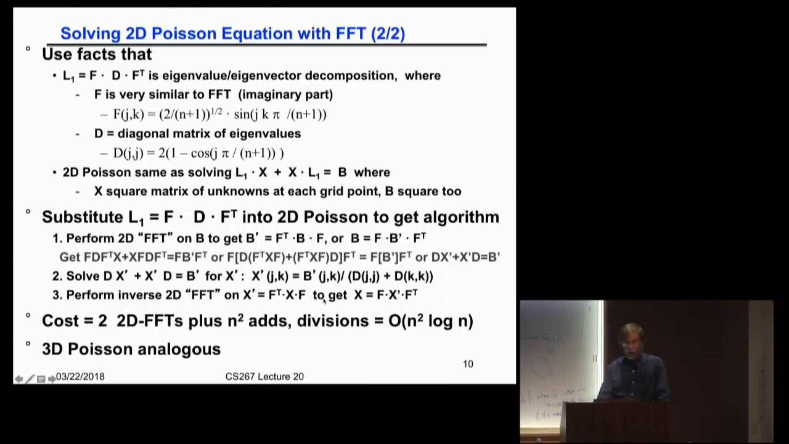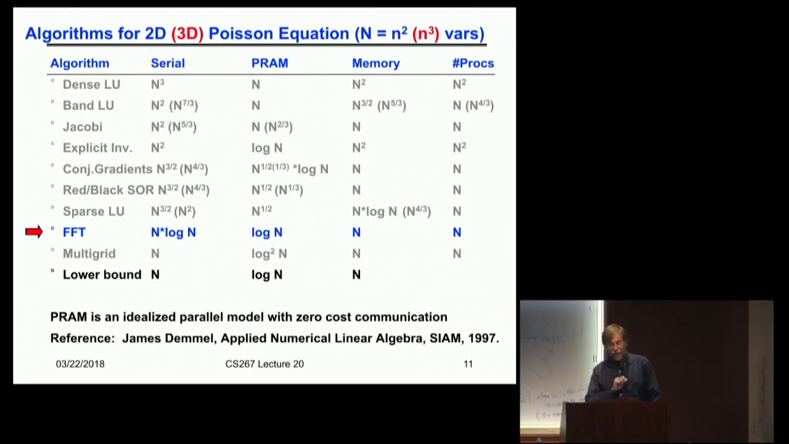And so the whole cost is one 2D FFT, a bunch of n squared adds and divisions, and then another 2D inverse FFT. The whole cost is n squared log n. And so this is the fastest way if you want the explicit correct answer. Modulo round off, this gives you the exact answer. And 3D Poisson would be analogous. So that finishes this table that I've shown you many times. We now have all the different algorithms you could use to solve Poisson, and we've just filled in that row, which says the cost is the number of unknowns times the log of the number of unknowns.